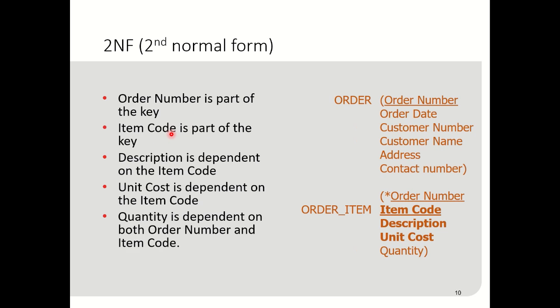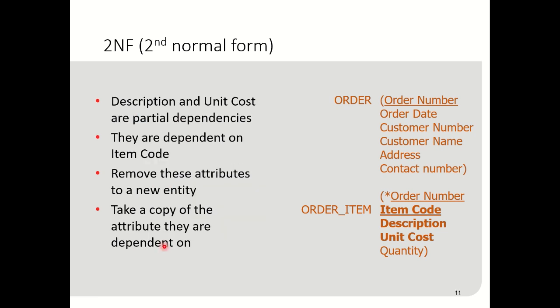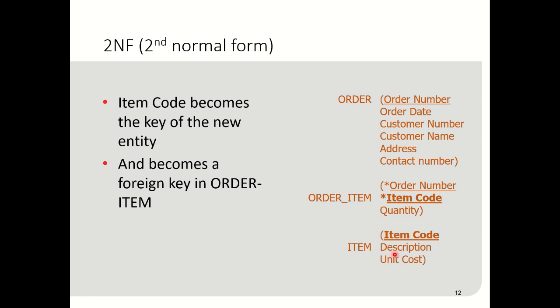So if you have a partial dependency, what you have to do is remove these attributes into a new entity. So description and unit cost are completely dependent upon item code. So you will take this as a new entity, say its name is item. But your quantity is still dependent on both. So what you have to do is take the description and unit cost, which are fully functionally dependent on item code, and make item code the primary key, and now you need to keep this item code back here as a foreign key.